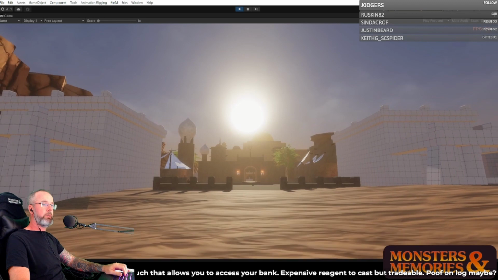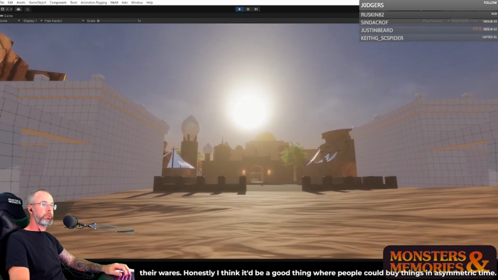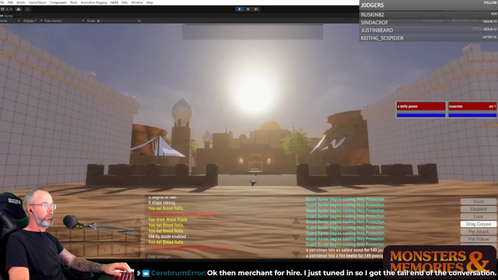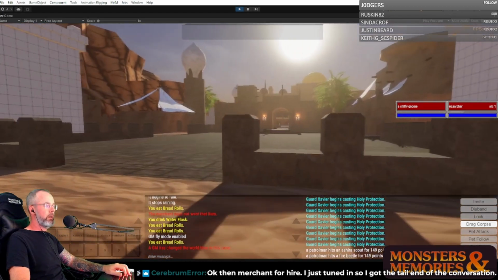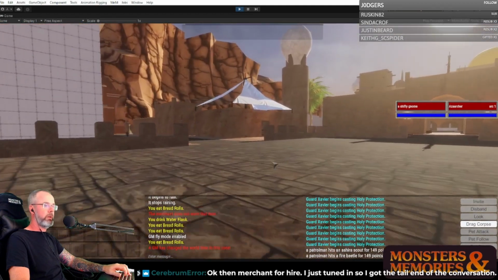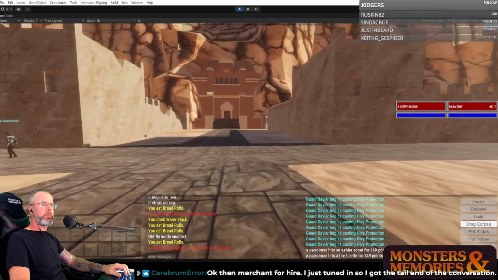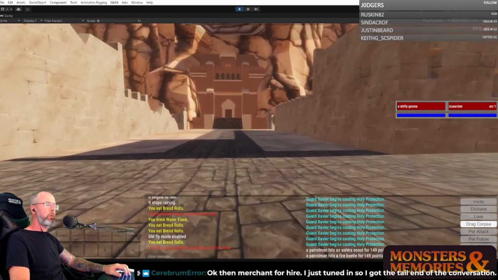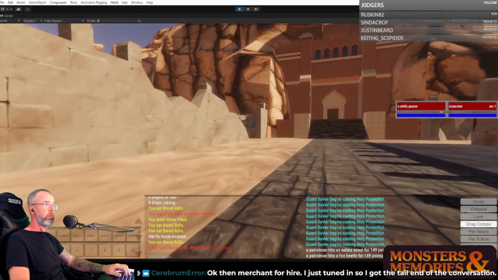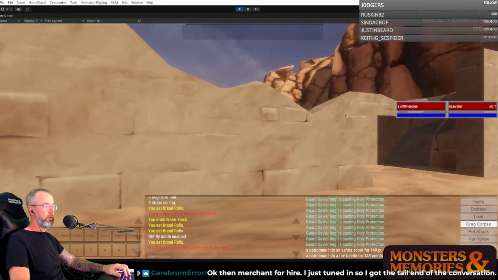Ever consider a high-level summon ethereal bank, a single-use pouch that allows you to access your bank? Expensive reagent cast, but tradable. Proof on log, maybe. I think when the time comes, we can play around with ideas and try to figure out all the edge cases for how it might be exploited, but a thing like that seems like it could be fun. People would still have to bark their wares. Honestly, I think it'd be a good thing where people could buy things in asymmetric time. You may be onto something there, but again, while I'm actually thinking and not stream thinking, I'd have to sit down and go, all right, so what are the implications though?